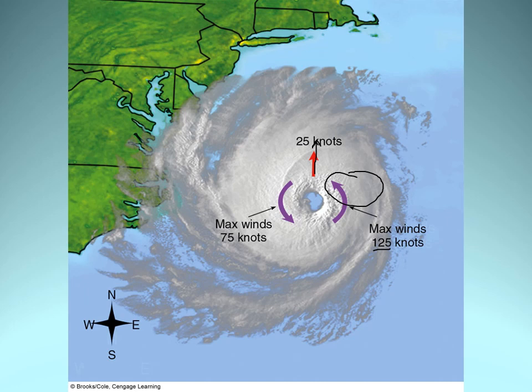We call this section right here in the upper right the right front quadrant, which has the greatest potential for damage, not just because of wind, because this is also the part where we can get extreme storm surge and flooding.